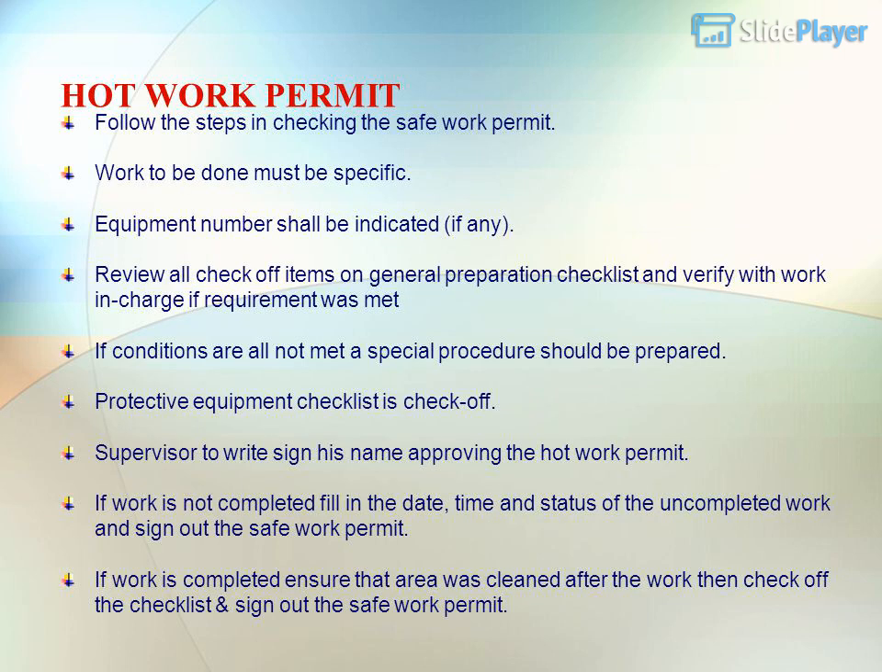Hot work permit. Follow the steps in checking the safe work permit. Work to be done must be specific. Equipment number shall be indicated, if any. Review all check-off items on general preparation checklist and verify with work in charge if requirement was met. If conditions are not all met, a special procedure should be prepared. Protective equipment checklist is checked off. Supervisor to sign his name approving the hot work permit.